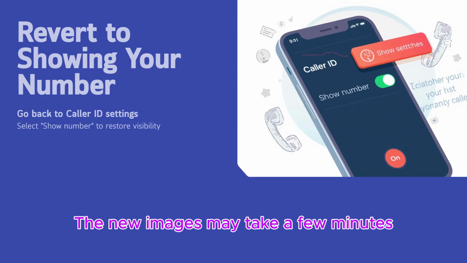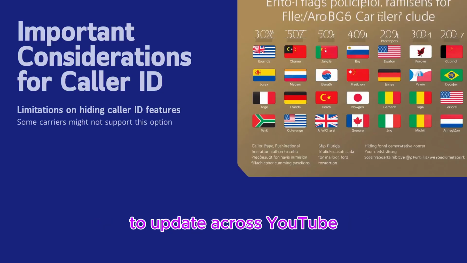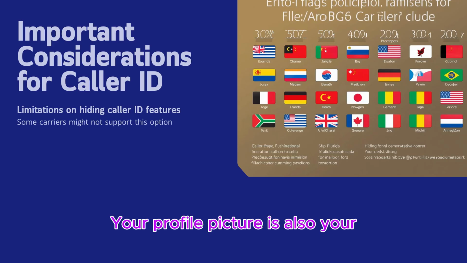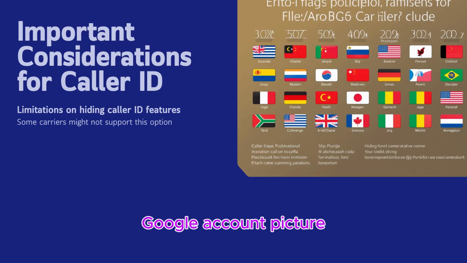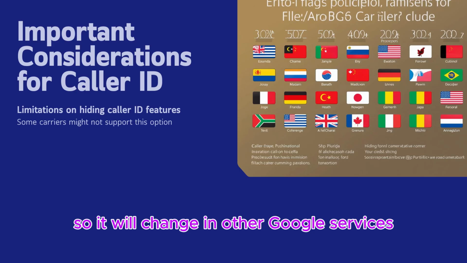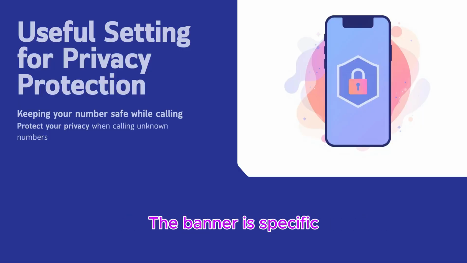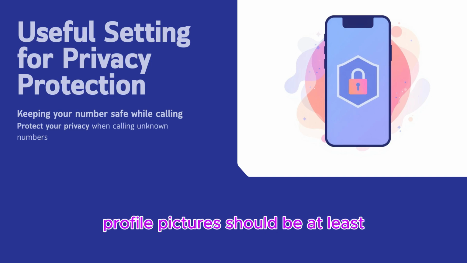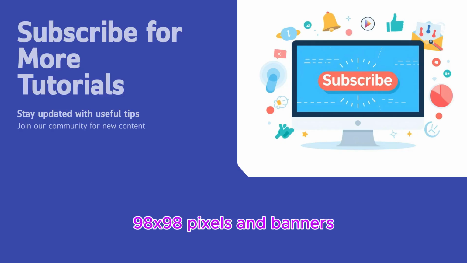The new images may take a few minutes to update across YouTube. Your profile picture is also your Google account picture, so it will change in other Google services. The banner is specific to your YouTube channel. Ensure your images meet YouTube's guidelines. Profile pictures should be at least 98 times 98 pixels and banners 2048 times 1152 pixels for the best quality.